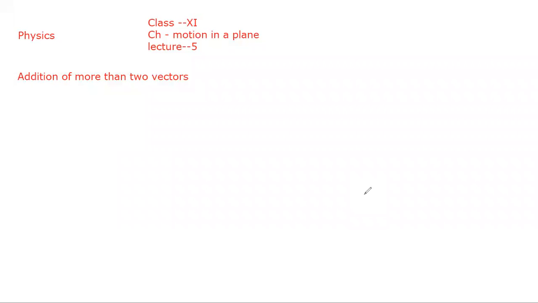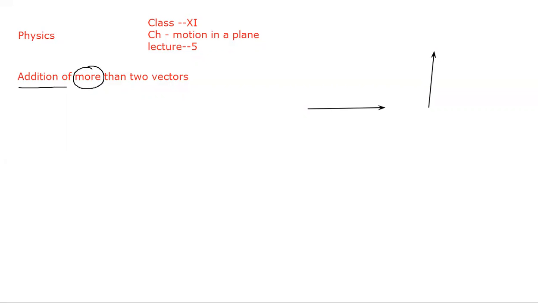Good morning, dear students. In this video, we discuss the addition of more than two vectors. In the previous lecture, we discussed how we add two vectors, suppose vector A and vector B. If vector A is given and vector B is given, suppose this is vector A and this is vector B. In the previous lecture, we discussed how we add these two vectors. But in this video, we discuss the addition of more than two vectors.